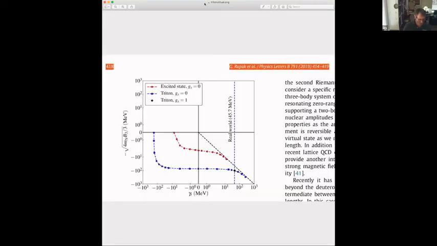I did want to show this figure. Can I share my screen? Is that going to work? Let's see. Should be able to. Yeah, there we go. Okay.